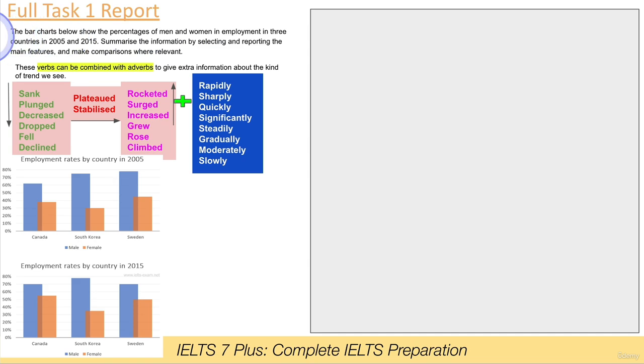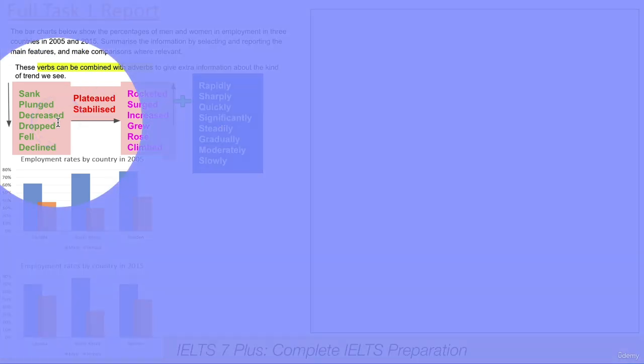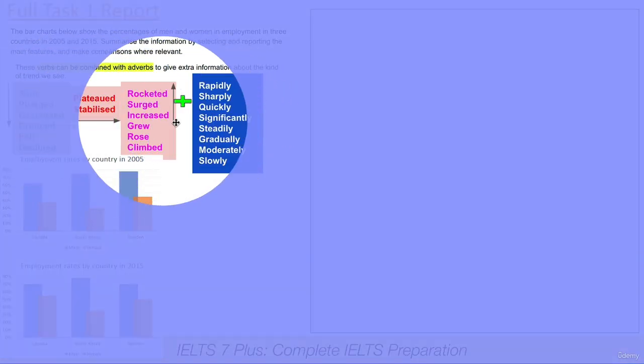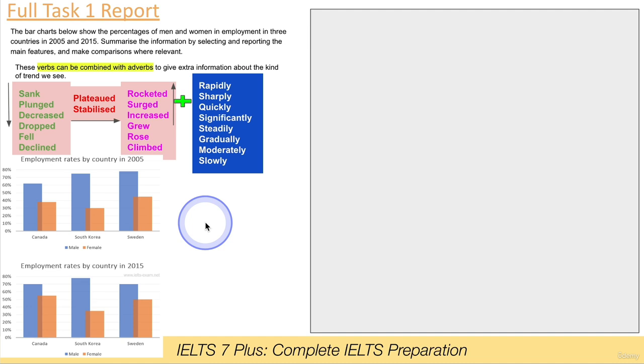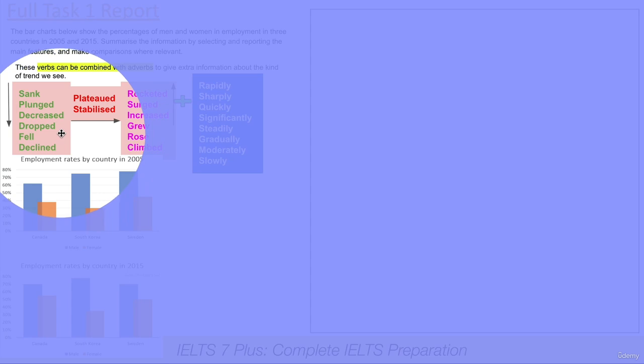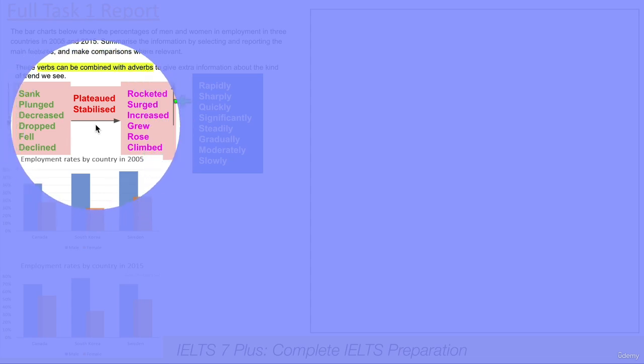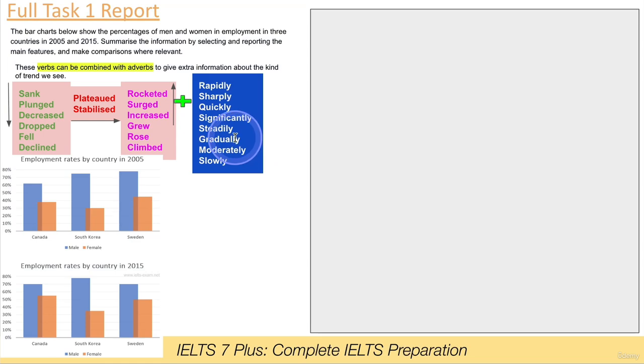So we have our question here, and this is to help us today. We've got some really nice words to use to report on the data. So we've got verbs and synonyms for words like decrease, increase, stayed the same. These are all great words. And when you combine them with an adverb, this gives even more information about the kinds of trends that we are witnessing. So this is a really good strategy.